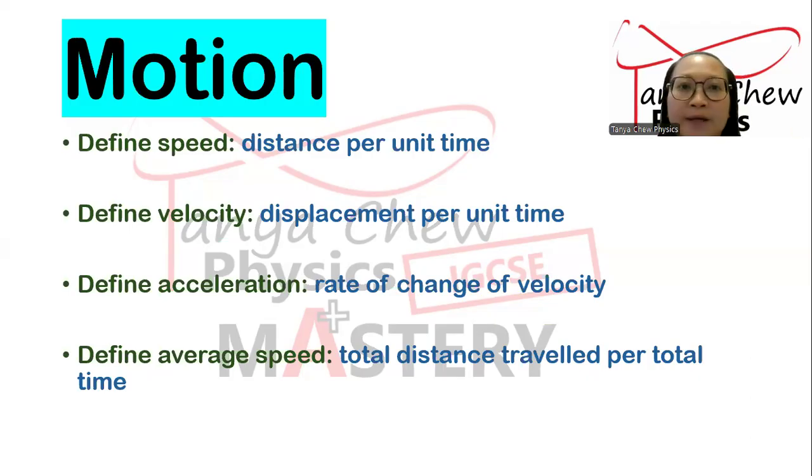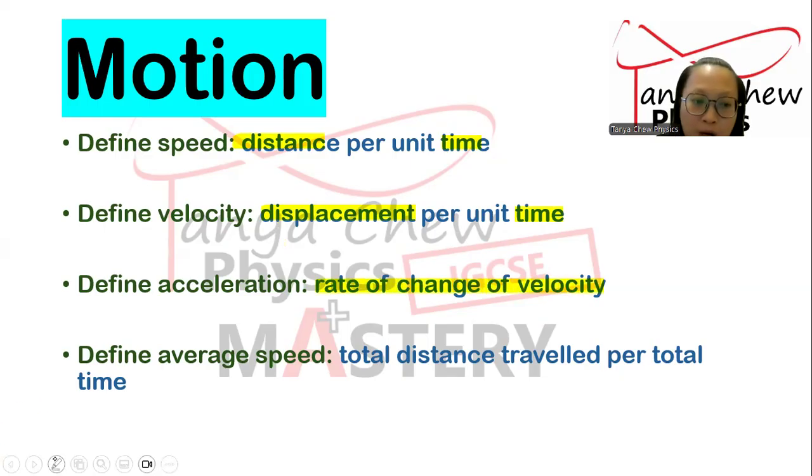First of all, define speed. What is speed? I'm going to highlight the keywords. Speed is defined as distance per time. And speed is a scalar quantity, remember? Because distance is a scalar quantity. Velocity is defined as displacement per unit time. What is displacement again? Displacement is a distance with a direction. North, south, east, forward, backward. This is displacement. Acceleration is defined as rate of change of velocity.